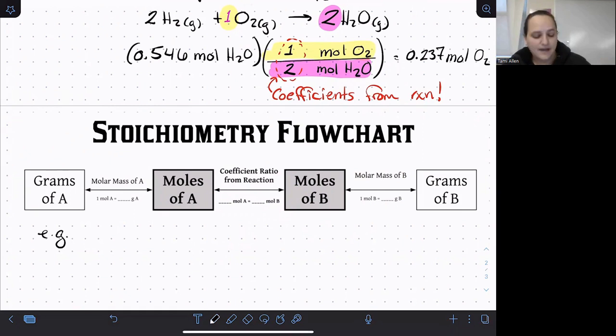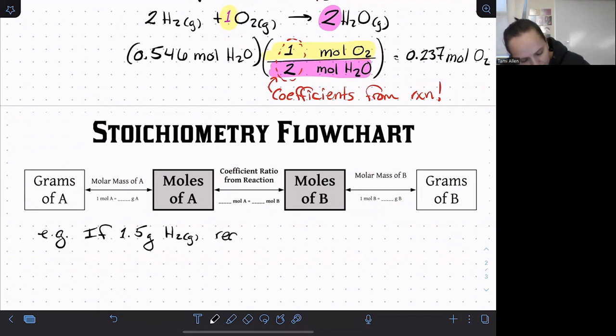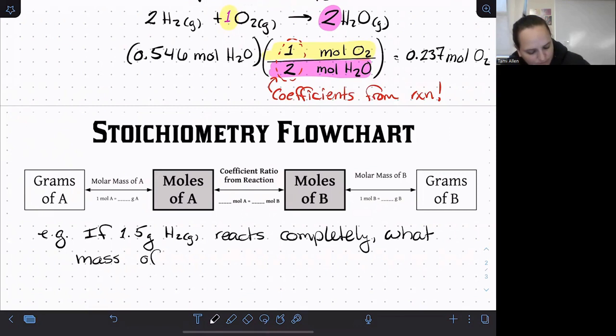So let's say if 1.5 grams of H2 gas reacts completely, what mass of water will be produced?